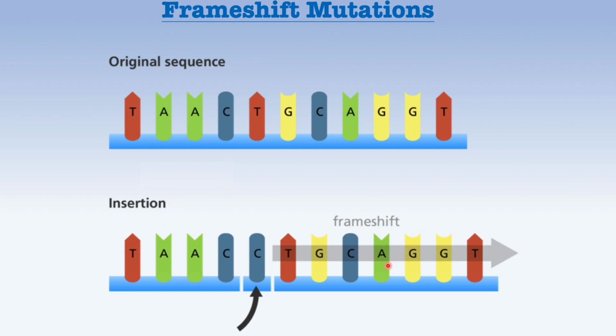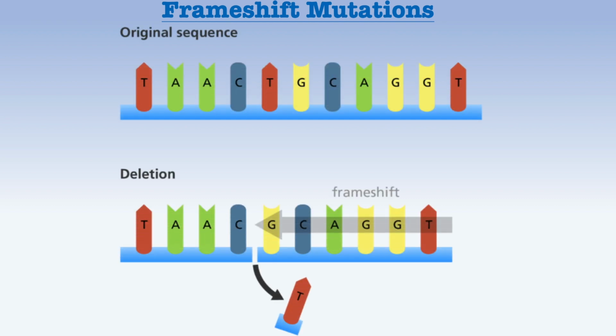As a result, it changes every subsequent codon, which can lead to the production of a completely different and usually non-functional protein, as we can see. So only the first codon will give the same amino acid, but the translation happening now, all the sequence will change, so we will receive different proteins.